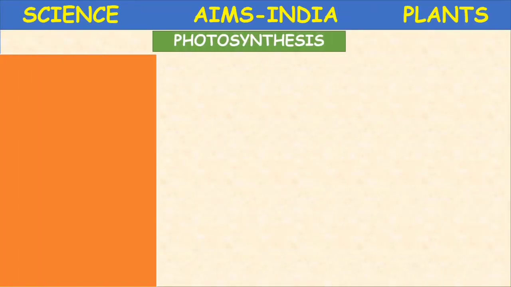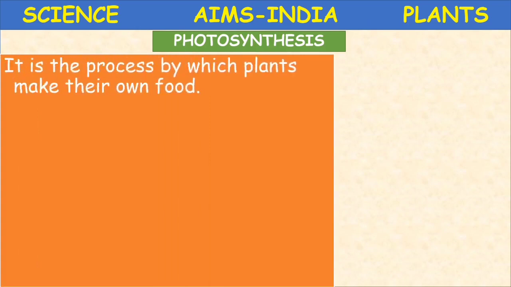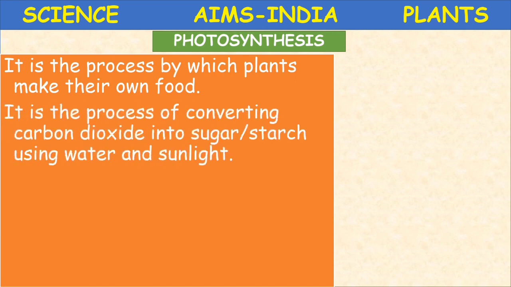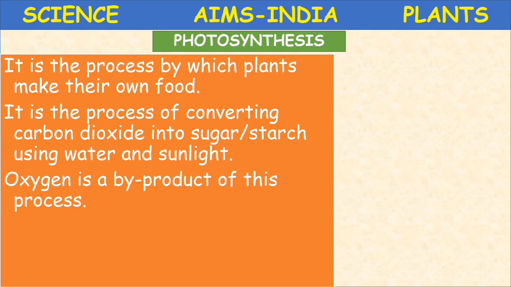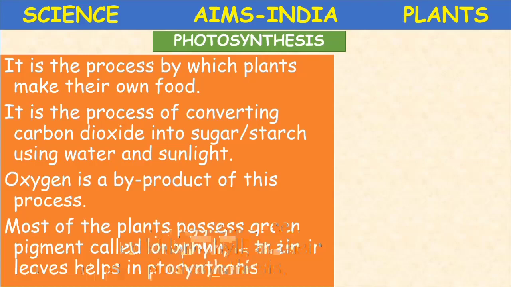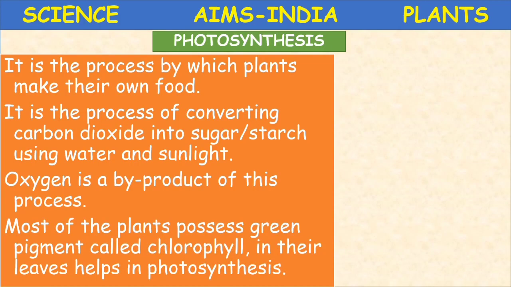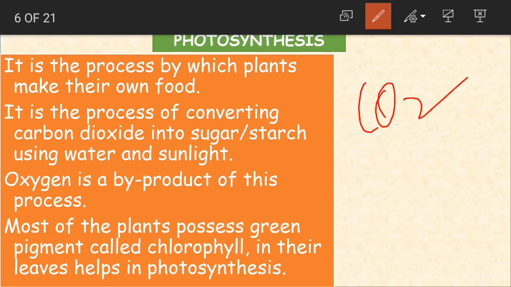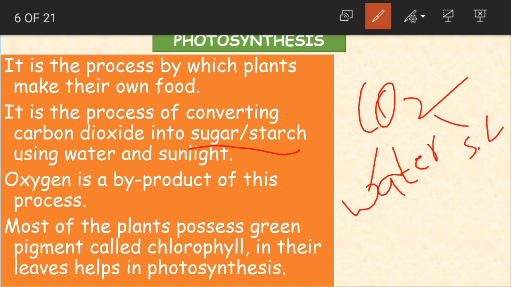So here about photosynthesis. So what is photosynthesis? As we learnt earlier, it is the process by which plants make their own food. That is why we call plants producers. It is the main process of converting carbon dioxide into sugar or starch using water and sunlight. Carbon dioxide, that is CO2, is converted into sugar or starch, how? Using water and sunlight. Sugar or starch is nothing but our glucose.